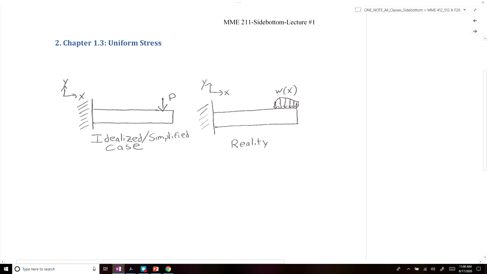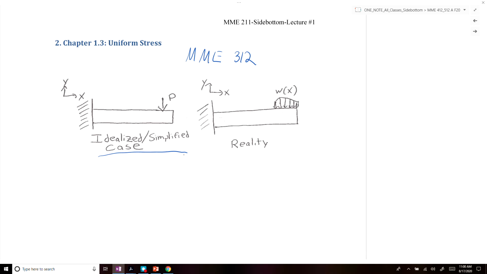In this video, we're going to do a quick recap of some of the concepts that you might have learned in your strength of materials class or your mechanics of materials class, otherwise known at Miami at least as MME 312. For MME 312, we oftentimes talked about idealized or simplified cases, such as a cantilever beam with an applied concentrated load P at the end.